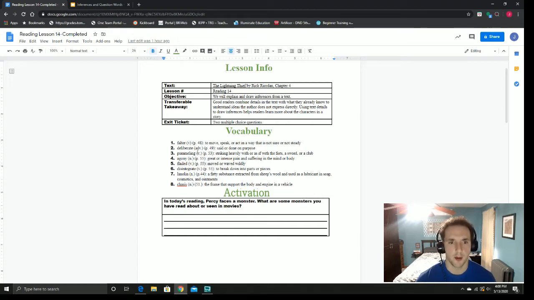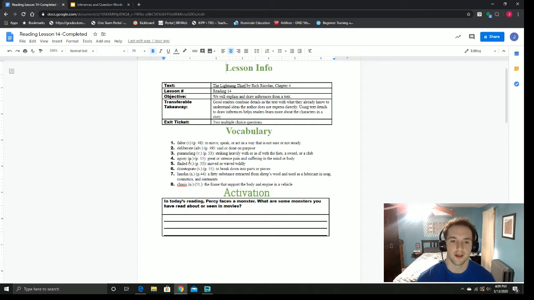The third word is pummeling, which means striking heavily with or as if with the fists, a sword, or a club. If you've ever seen a boxing match or an MMA fight, when someone is down in the ring and the other person is just at them, that is pummeling.